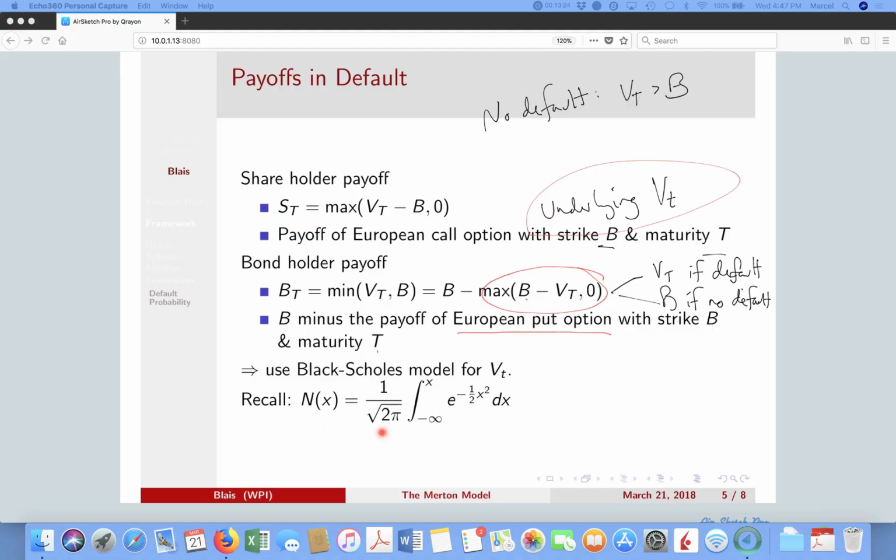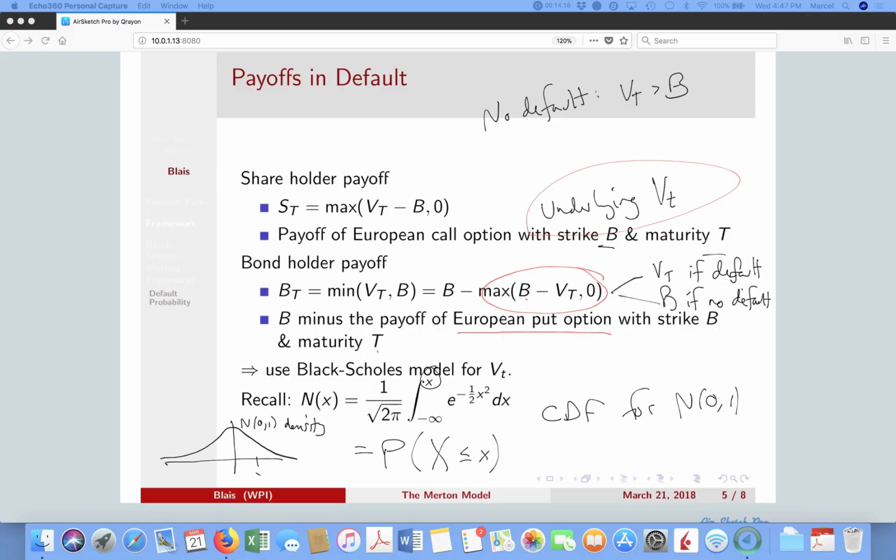And so recall that we actually need the cumulative distribution function for a standard normal random variable. If you have a standard normal random variable, this is its cumulative distribution function, which, remember, by definition, would be the probability that your random variable is less than or equal to this value x. Graphically, if we think of our standard normal density, then this CDF represents the area under the curve from minus infinity up to x.